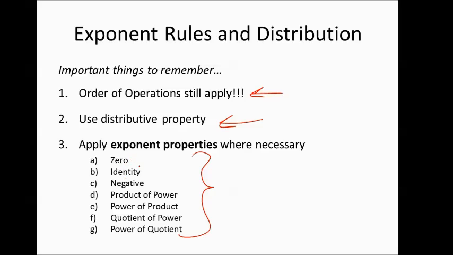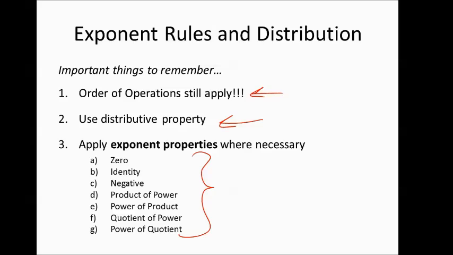The first one was zero. The second one was identity, negative, product of a power, power of a product, quotient of a power, and power of a quotient. So we're going to be using those rules interchangeably. So all those rules still apply, so don't forget anything that you've already learned.